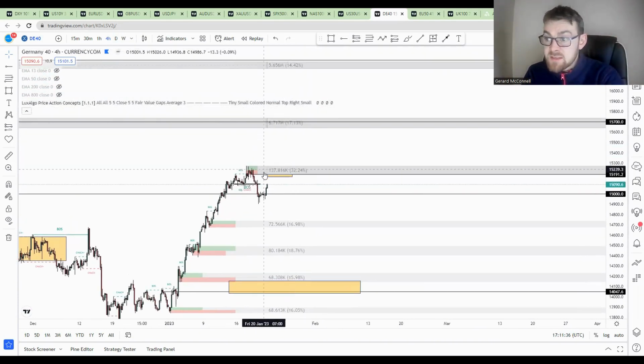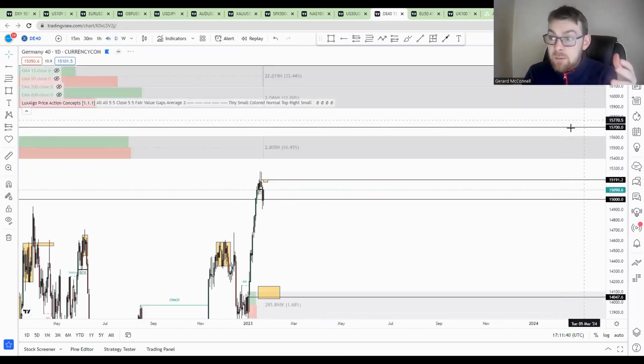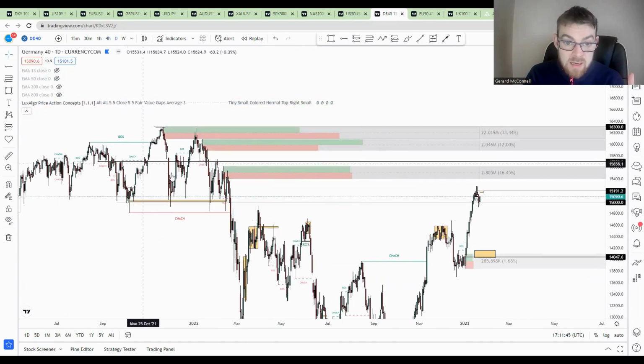And if we take out these highs here at 15,200, 15,250, then the next level is up here at 15,700. When you look at the higher time frames, you can see it pretty clearly. This is where we had our correction.